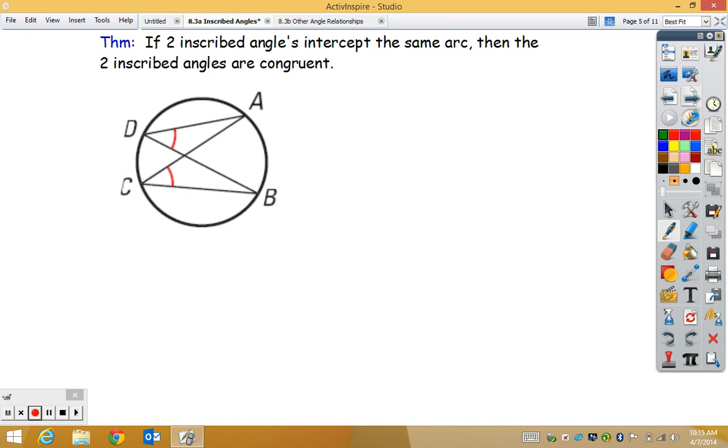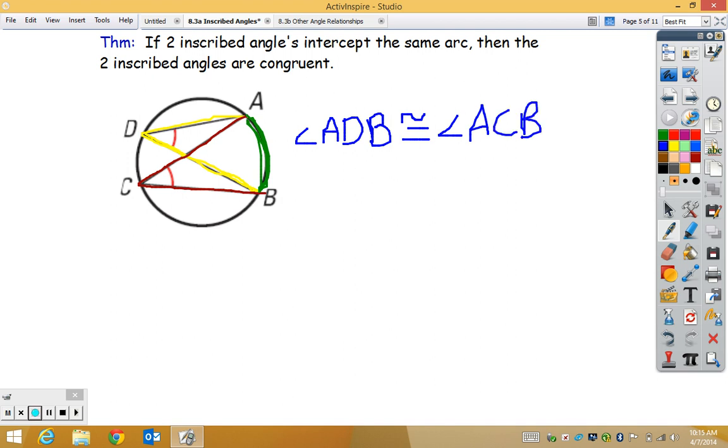Okay, another theorem: if two inscribed angles intercept the same arc, then the two inscribed angles are congruent. So if we take a look here, we have angle ADB and angle ACB, and they both share arc AB. So because of that, we can say angle ADB is congruent to angle ACB, and we have that marked on our illustration.